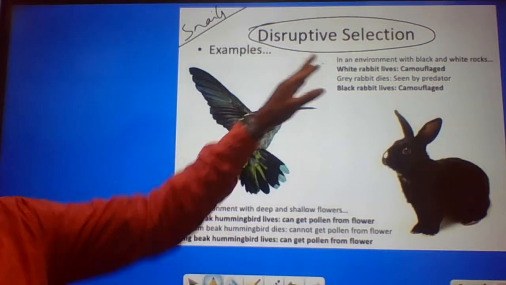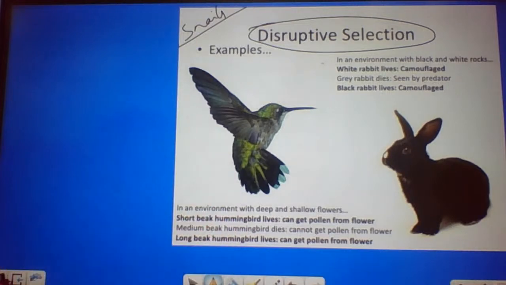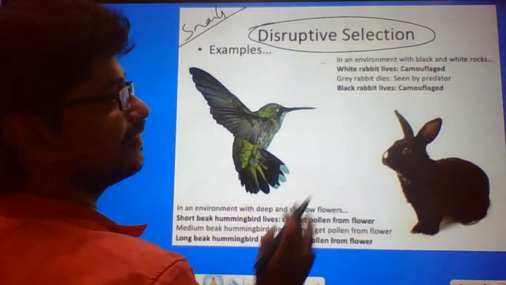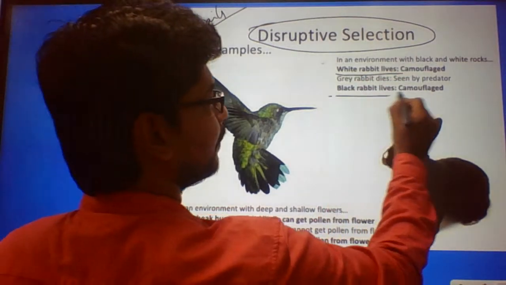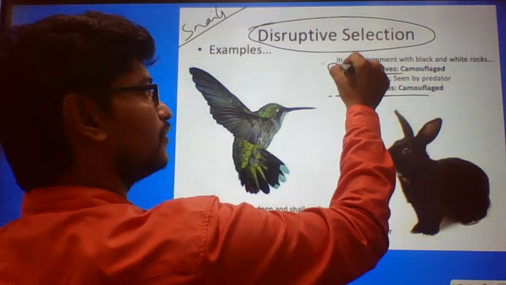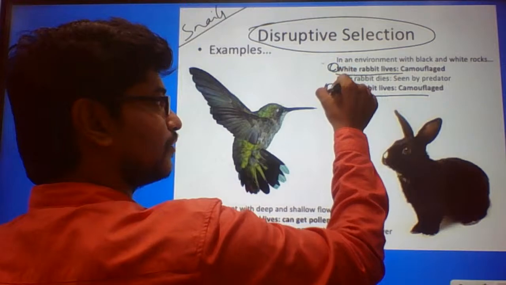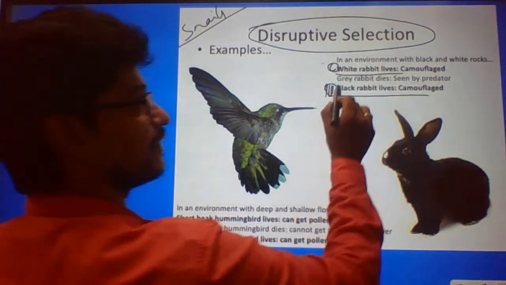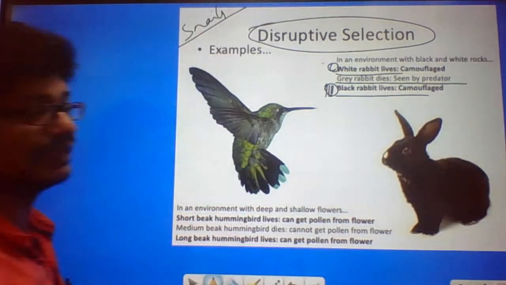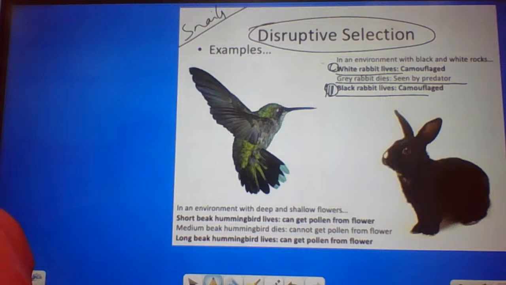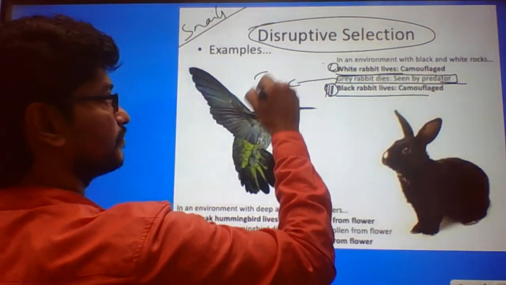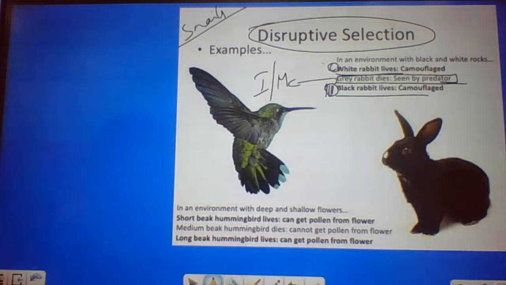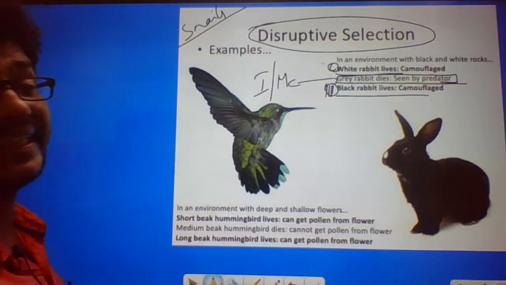Coming to disruptive, other examples we can take. In the environment with black and white rocks, you could see that white rabbits live and black rabbits live, because white rabbits are able to camouflage and black rabbits are able to camouflage, but the gray rabbits die because they couldn't be easily identified by the predator. So the intermediate, that's what I told you, couldn't be selected by nature. This type of selection is called disruptive selection.